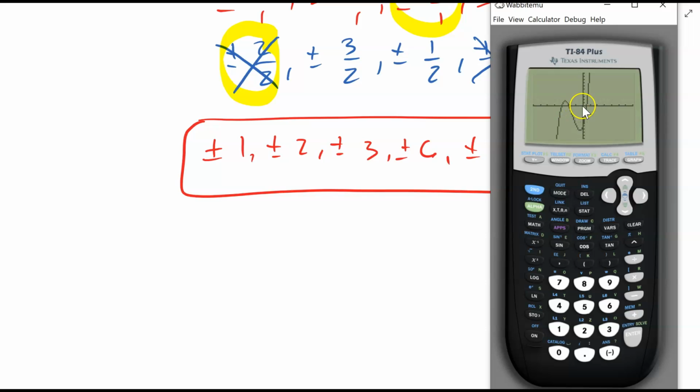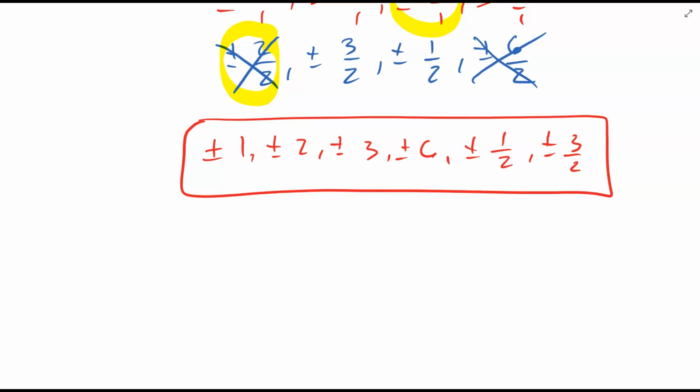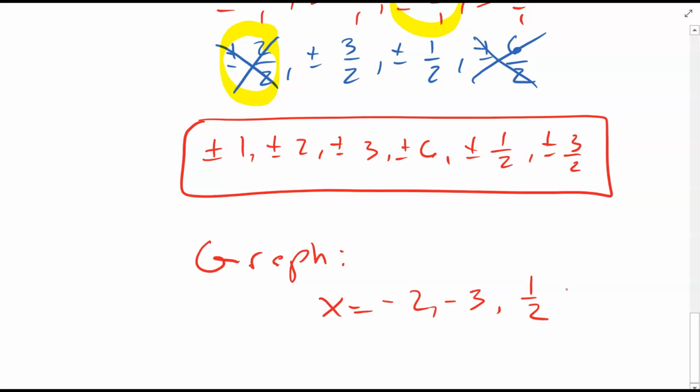If I look at the right side of my graph, again, I'm starting at the origin here. The first tick mark here is 1. So the x-intercept here would be maybe a half. Does that feel okay to you guys? So from the graph, I'm interested in x equals negative 2, negative 3, and positive 1/2. Is everybody okay with how I pulled those values off of the graph?